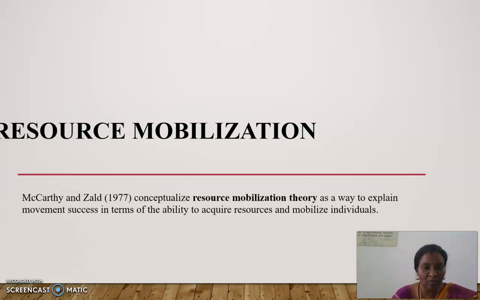Next one, resource mobilization. McCarthy and Zald conceptualized resource mobilization theory as a way to explain movement success in terms of the ability to acquire resources and mobilize individuals. Resources are primarily time and money, and the more of both, the greater the power of organized movements. Scholars have suggested a typology of 5 types of resources. First one, material, that is money and physical capital. Then moral, solidarity, support for the movements.